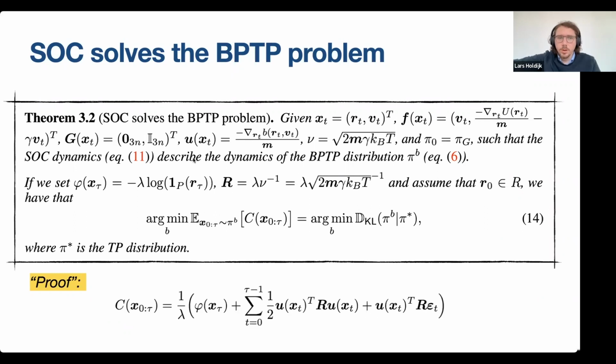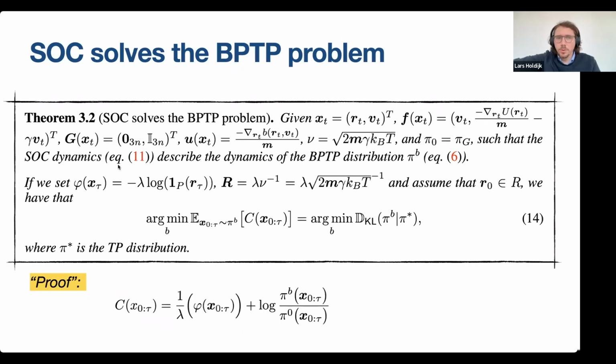So if we plug that in, we have a control cost C, which is this terminal cost phi and a logarithm of a ratio between two distributions. So we just plug in some indicator functions, and then we quickly get out this KL divergence.